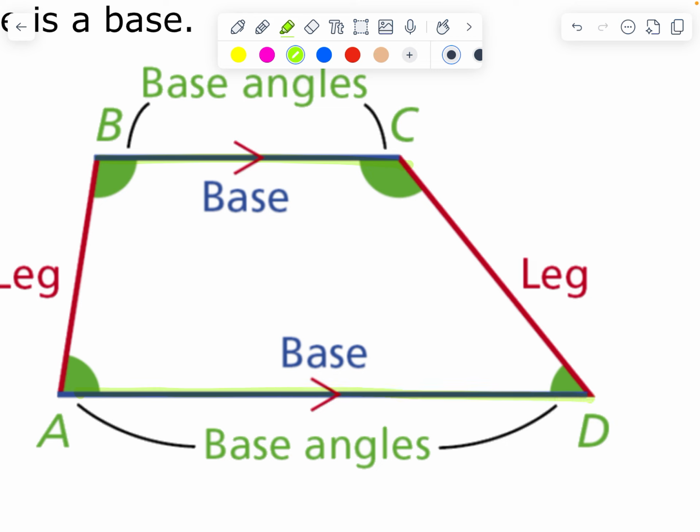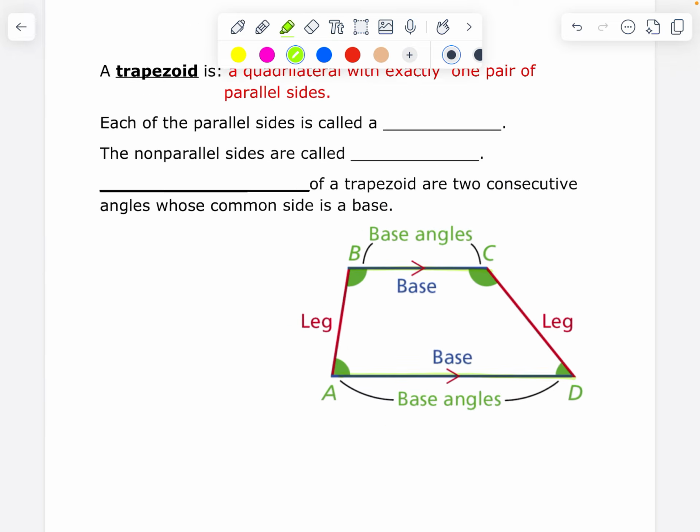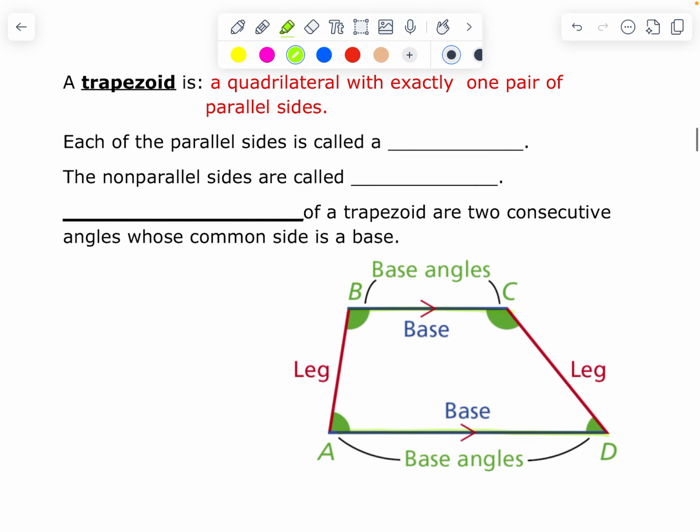If this was just rotated 90 degrees, these 2 would still be the bases. So the 2 parallel sides are called bases. Each of the parallel sides is a base. The non-parallel sides, those are the 2 sides that connect the bases, those are called legs.